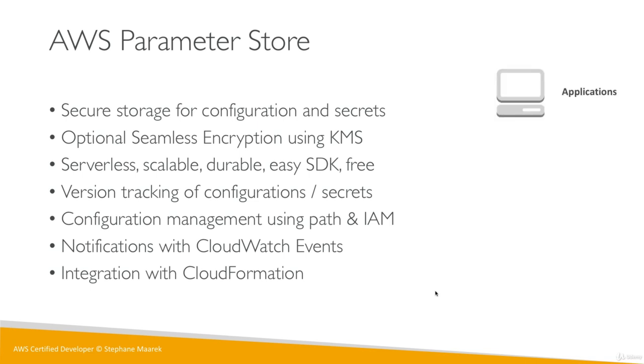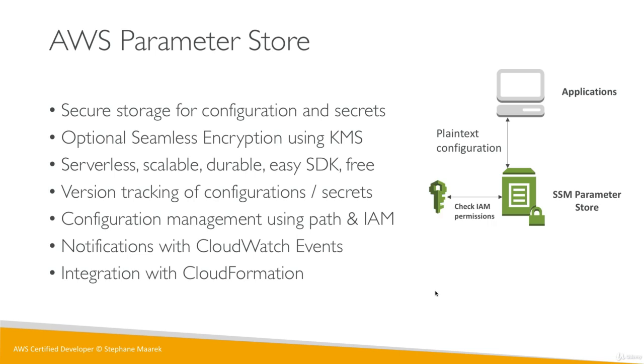So here's what it looks like visually. Here's your application, and it could be whatever you want. It could be EC2, it could be Lambda, it could be your computer, it could be the CLI. It wants to interact with the Parameter Store to retrieve parameters. So we can just use the SDK and say, hey, Parameter Store, I'd like to get a plain text configuration. Parameter Store will check with IAM that I have the right to access that parameter and configuration. If it's plain text, it will just send it back.